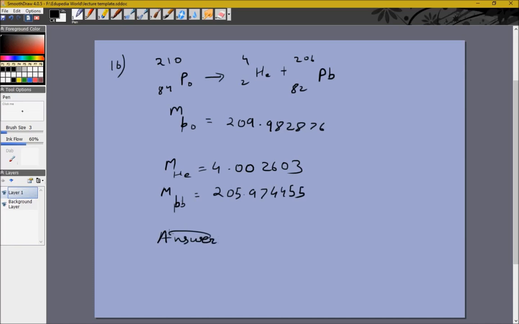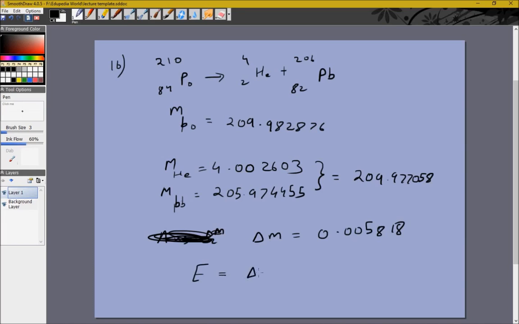So the answer will be, we'll add these two together. That gives us 209.977058, and we subtract it from the first one. That will give us delta M, which will be 0.005818, and we'll just multiply it by c square to get the total energy, which will be delta M c square, which is this multiplied by 932, which is 5422 keV. This is the energy.